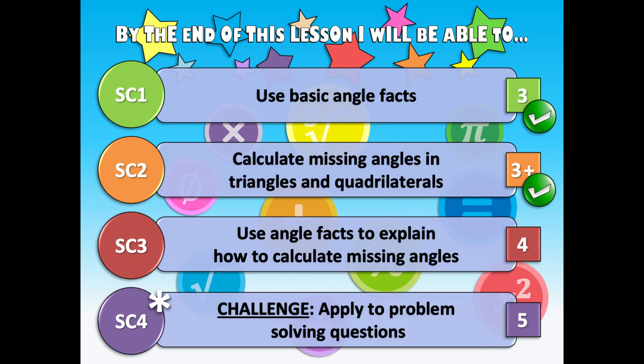So now we've completed success criteria 2. So now we're going to move on to number 3, and this is to use angle facts to explain how to calculate missing angles.